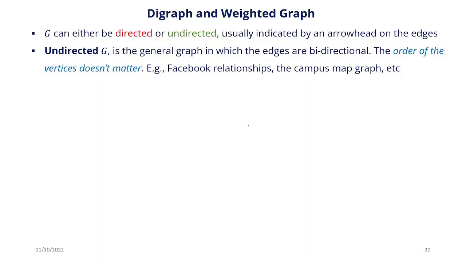So the order of the vertices does not matter. It doesn't matter how you order the vertices in that case. For example, the Facebook relationship, the campus map, etc. They are all examples of undirected graphs.